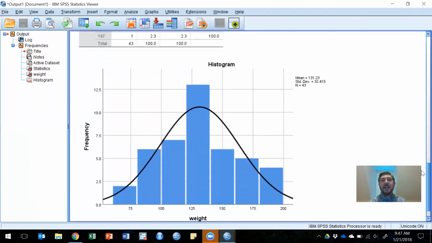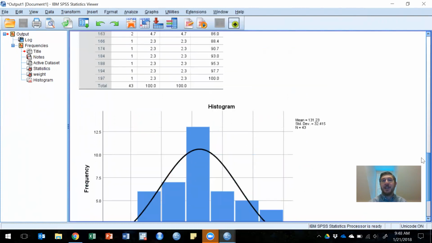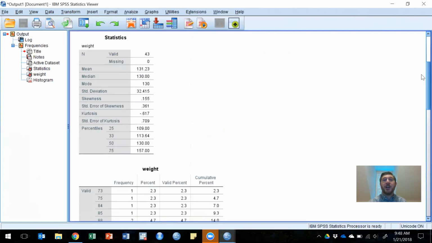And then here's our histogram. It looks like it's nice and normally distributed, right? We have the normal distribution over here, but we get a nice distribution. If you notice, our mean, median, and mode were all approximately equal, right? And that occurs in a normal distribution.